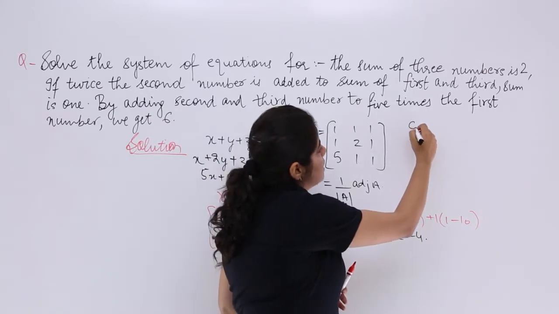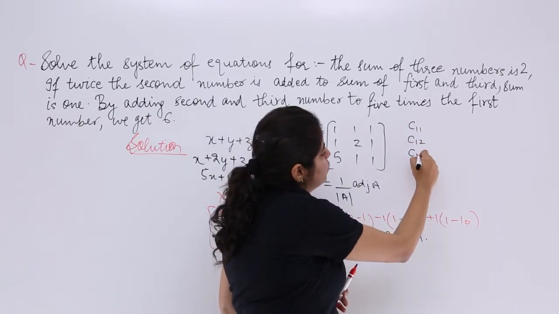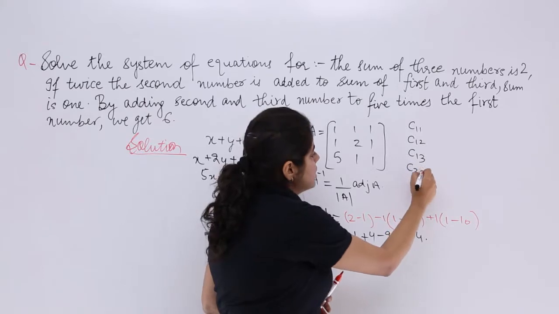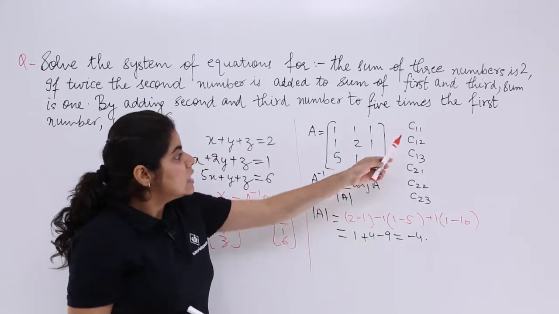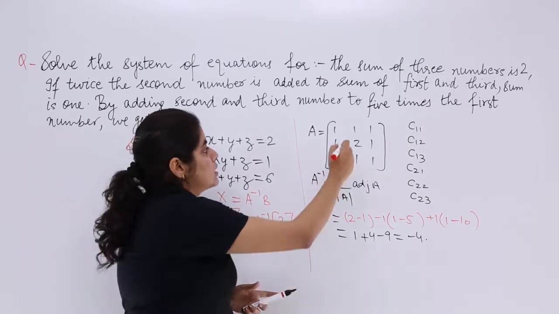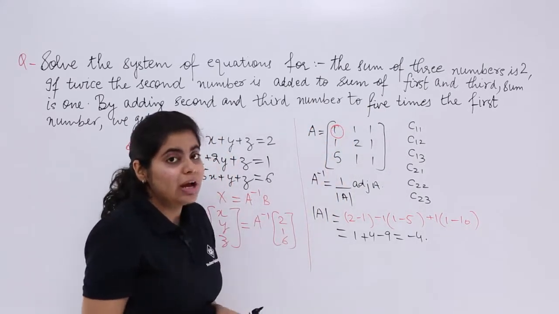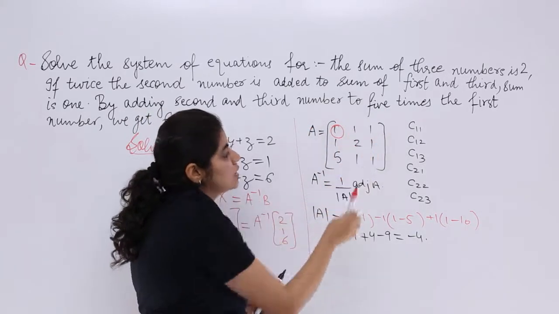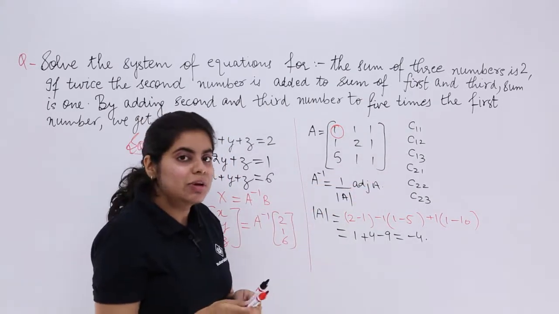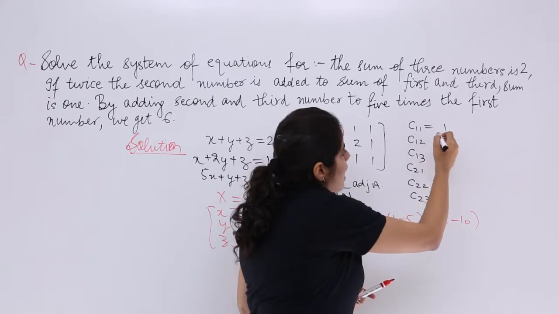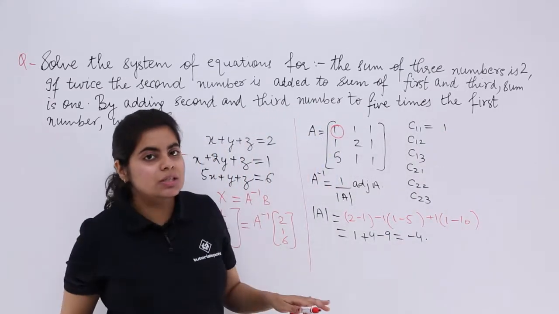So what is C11, C12, C13, C21, C22, C23? First let's find out this. C11 means you have to ignore this row and this column, and you are left with this sub-determinant. So it is 2 minus 1, which is 1. And since 1 plus 1 is 2, there is no change in the sign.